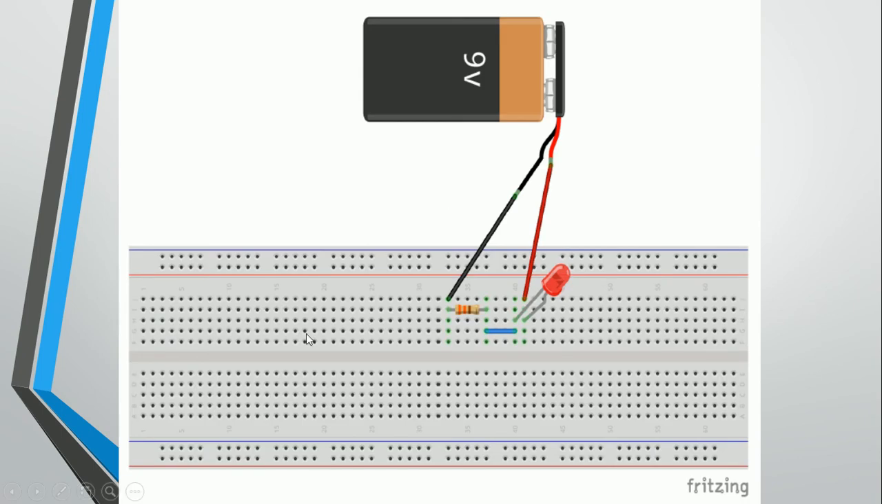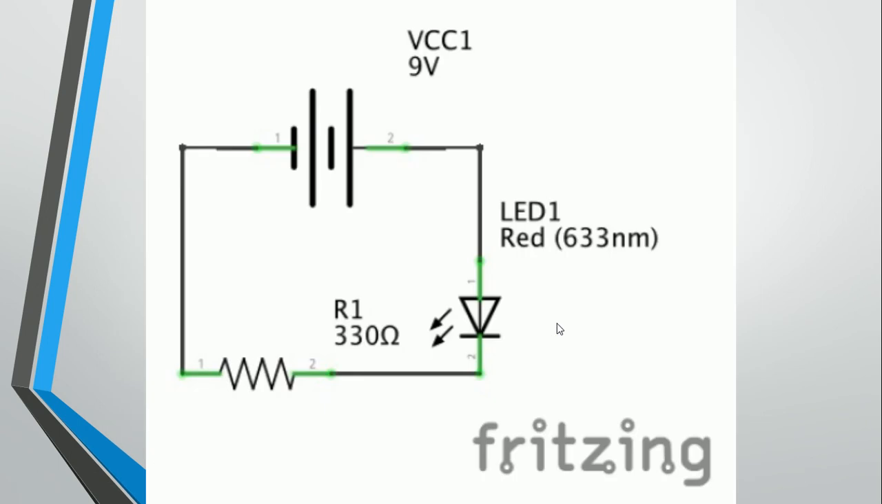Another example, this is done in the Fritzing application. A 9-volt battery is wired to turn on the LED. So this is the corresponding schematic diagram. Here we have the 9-volt battery, and this is the symbol for the LED, LED 1, red, and then we have the resistor, which has a value of 330 ohms.